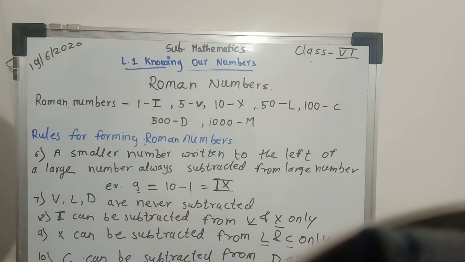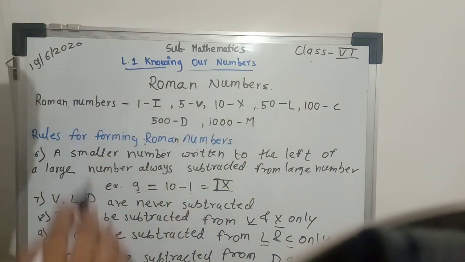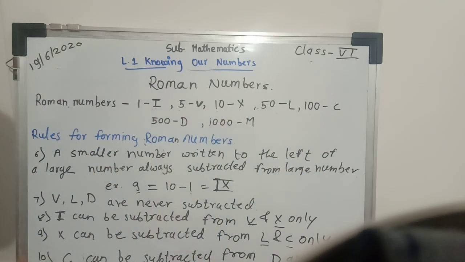So we have seen the 10 rules, and these 10 rules we have to remember along with the Roman numerals of these numbers. It is very important when we are forming the Roman numbers, and you have learned all these things from your previous standards. So I hope you understood how to form the Roman numbers. Now let's see more examples of how to form the Roman numbers.